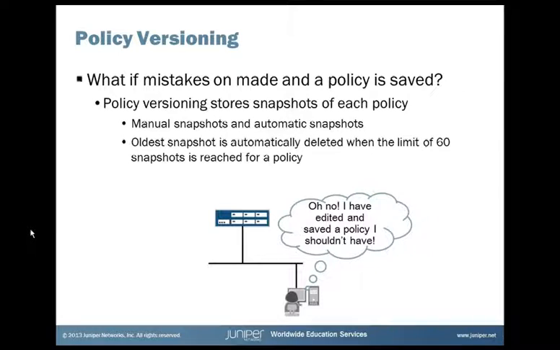Okay, there's two types of snapshots: manual snapshots and automatic snapshots. Manual snapshots is just you going in and creating a snapshot manually to save the current state of the policy. Automatic snapshots occur whenever you publish the policy. There is also a limit of 60 snapshots per policy. Whenever that limit is reached and you have to create a new snapshot, the oldest snapshot is automatically deleted.